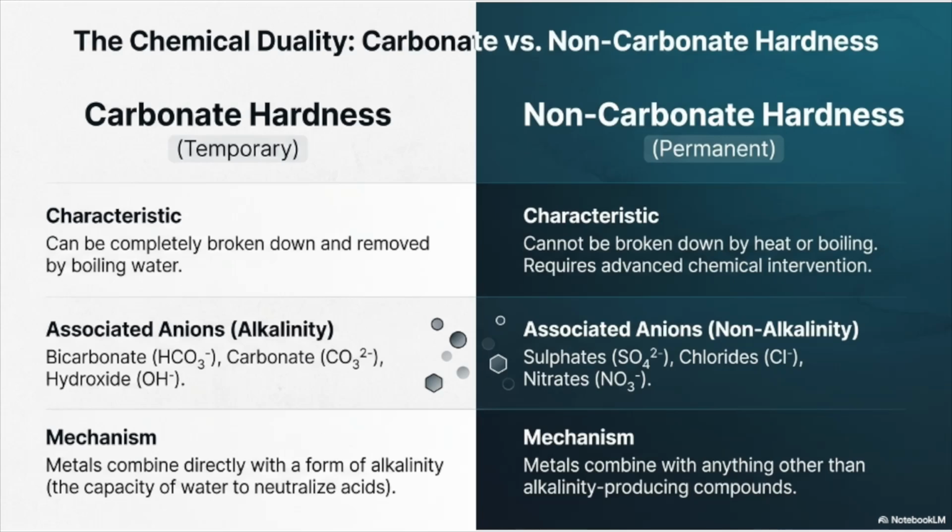On the other hand, non-carbonate hardness is called permanent hardness. It cannot be broken down by heat or boiling and requires advanced chemical intervention to remove. It is associated with non-alkalinity anions such as sulfates, chlorides, and nitrates. Its mechanism involves metals combining with anything other than alkalinity producing compounds.